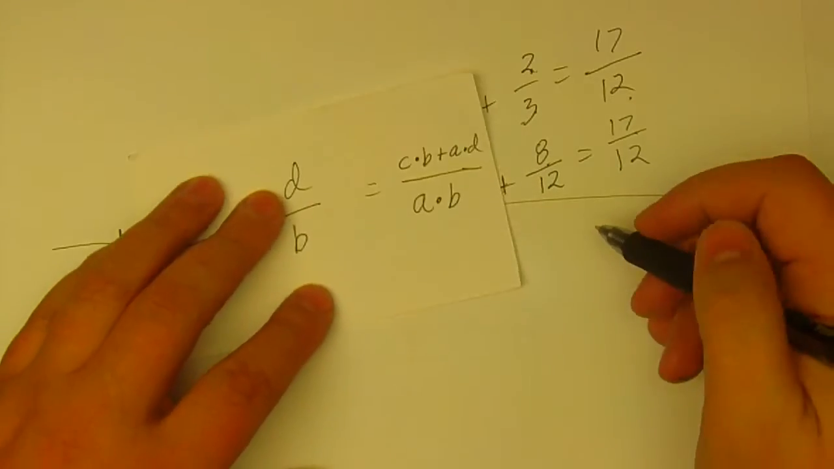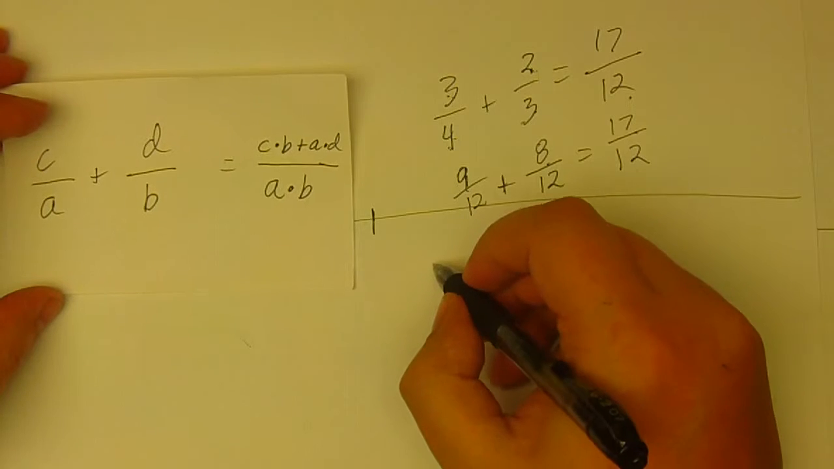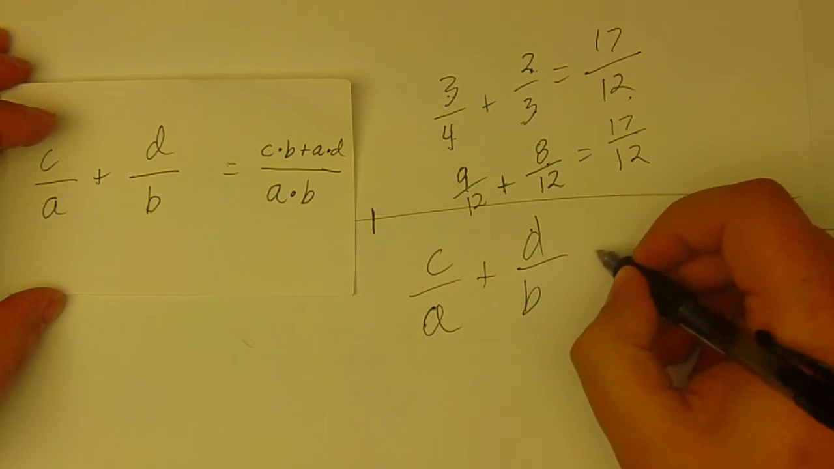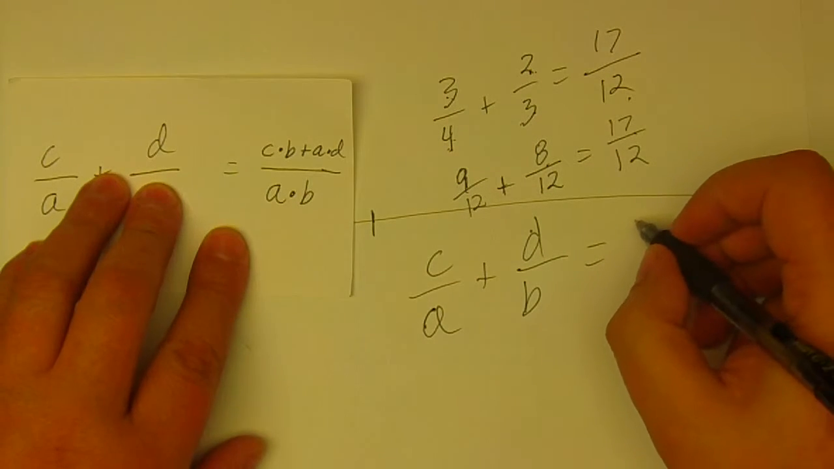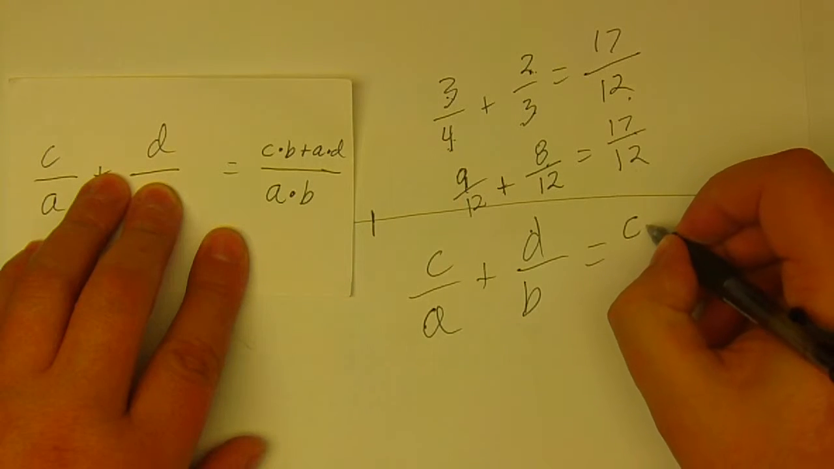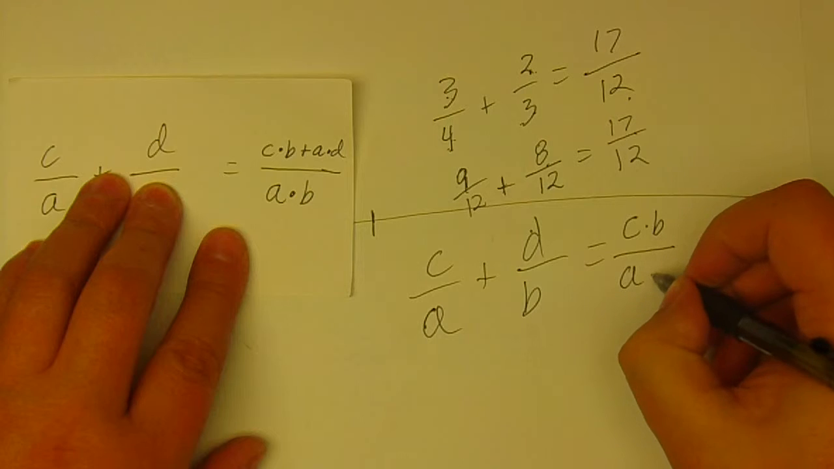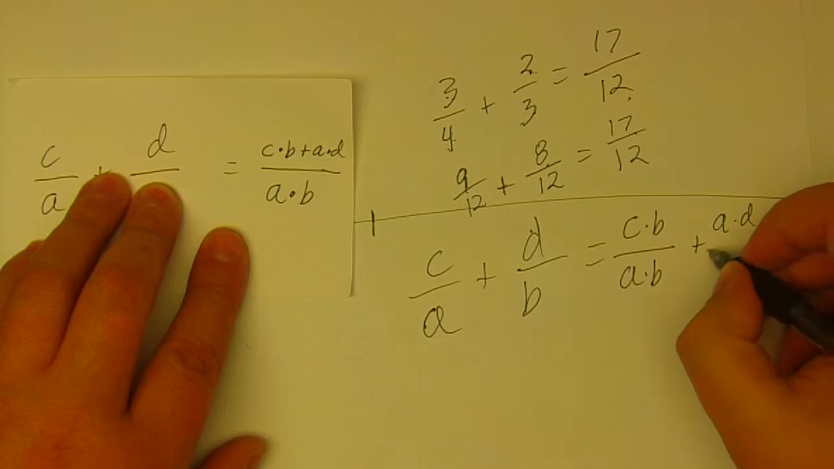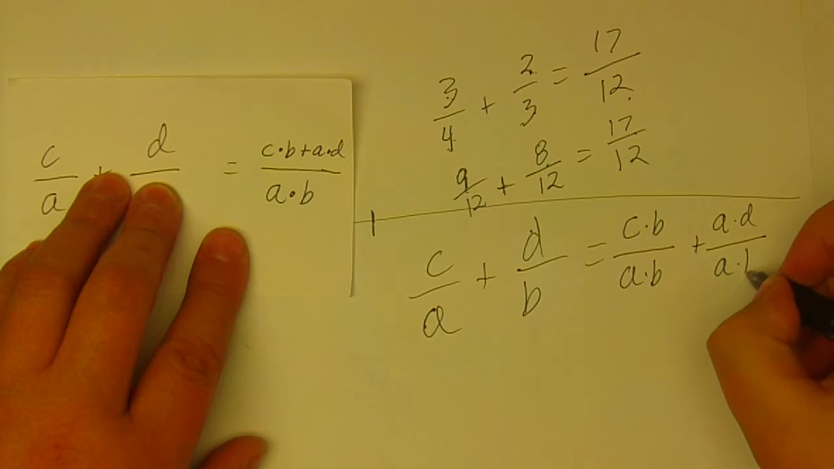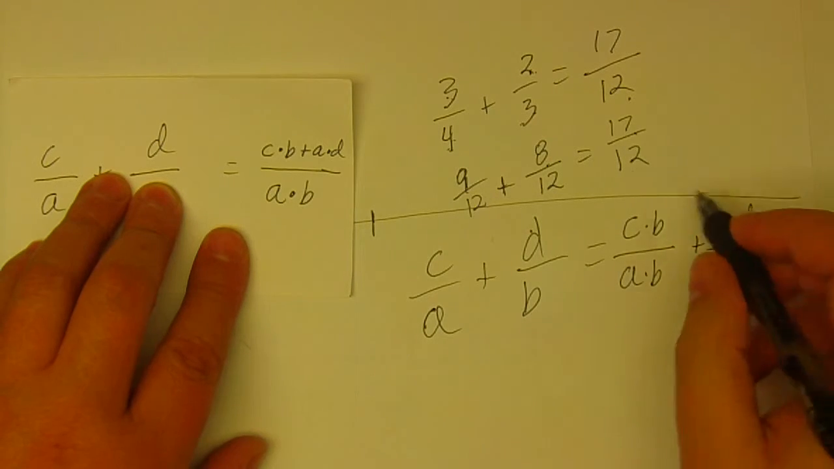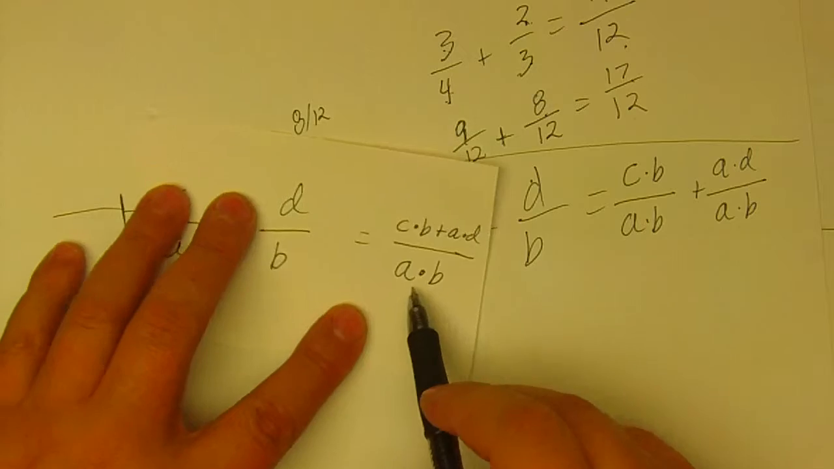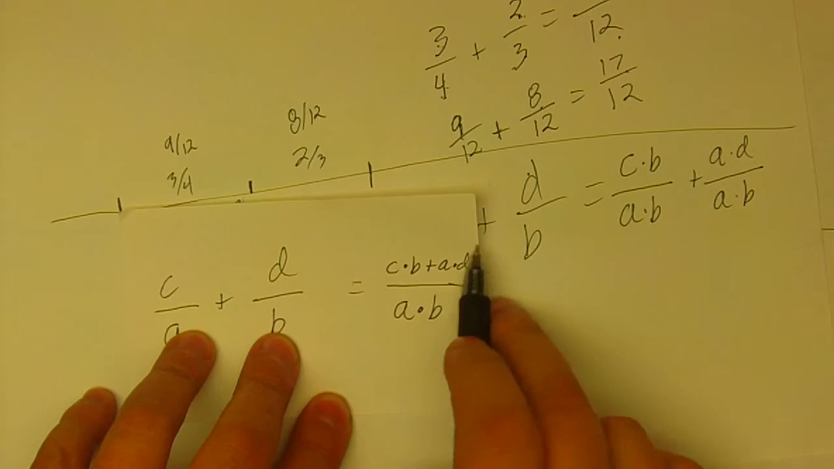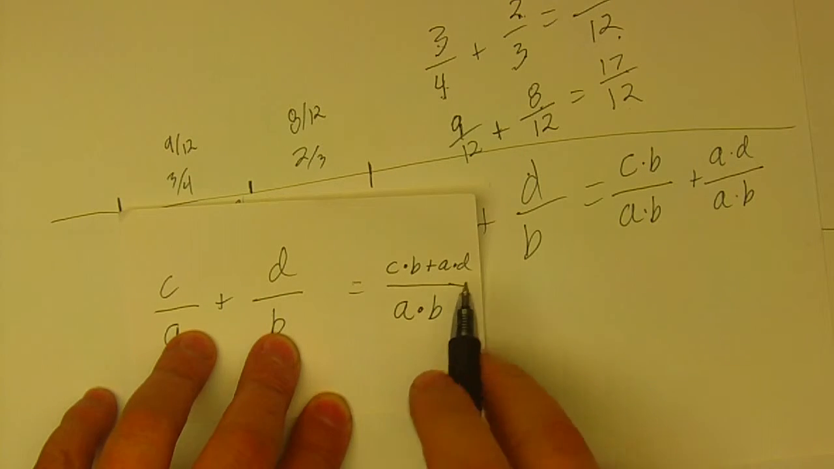And we can write it like this, or we can write it like my C over A plus my D over B is equal to my C times B over A times B plus my A times D over A times B. And that, I can also write using this form where I combine, find the lower terms, and then all I have to do is add up the upper terms to get my answer.